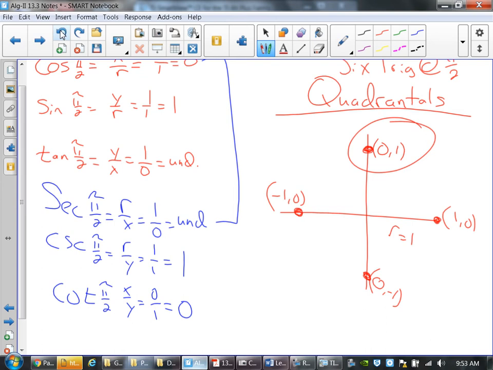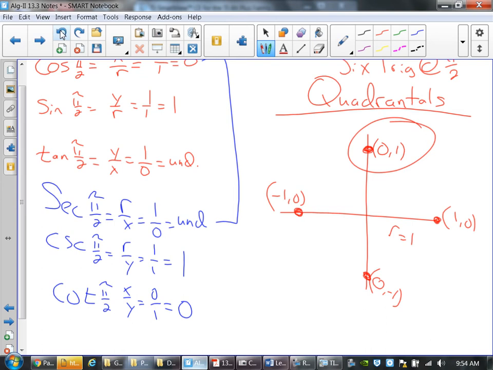Alright. Here's the fun one. Where does tangent start? Think of tangent at 0. Tangent at 0 would be 0 over 1. What's 0 over 1? 0. So tangent starts at 0.